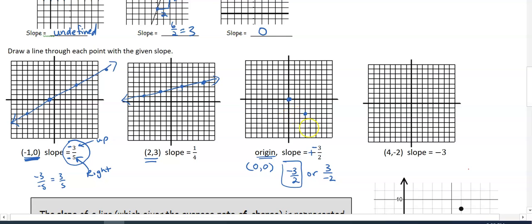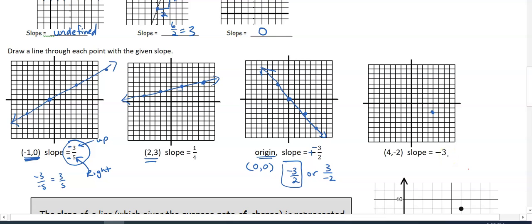And let's count that out again. Or I could have gone up 3, left 2, which would get me back, doing the opposite of both. And then you would draw your line through all those points. Okay, let's try one more. 4, -2.